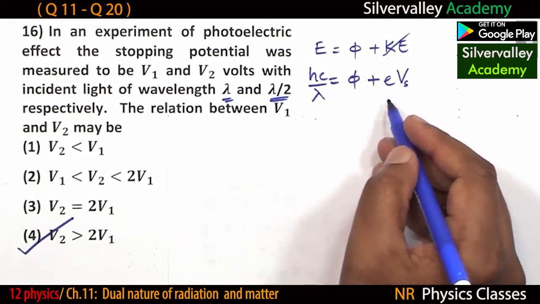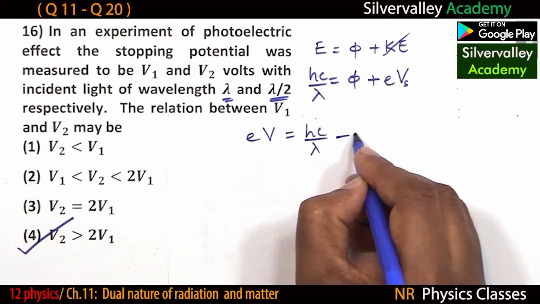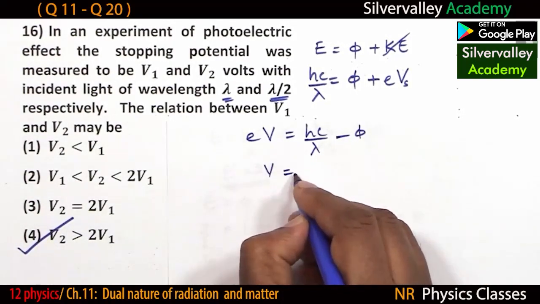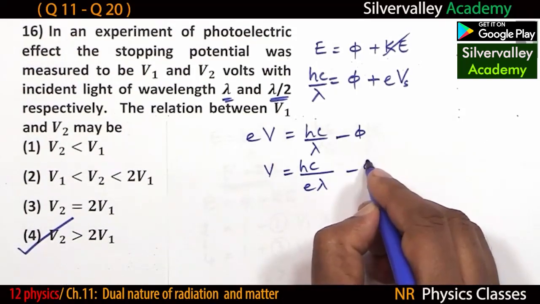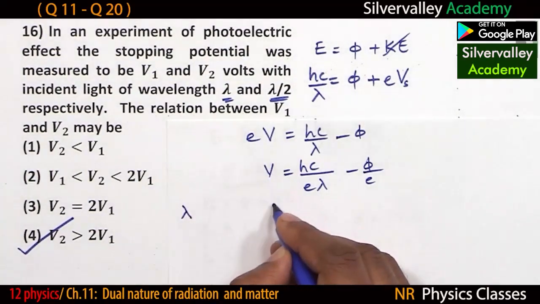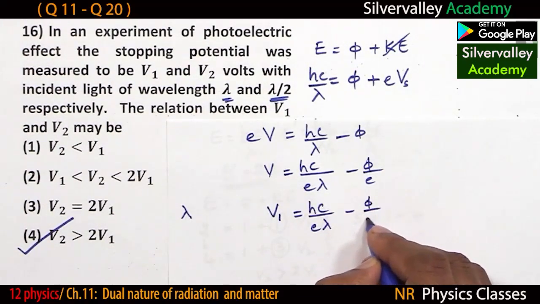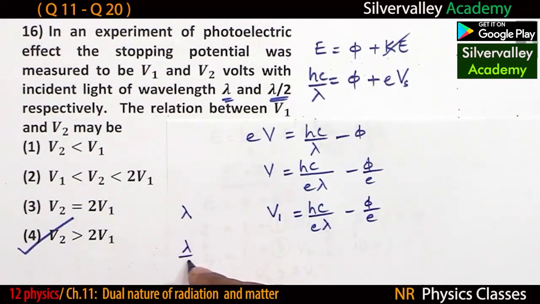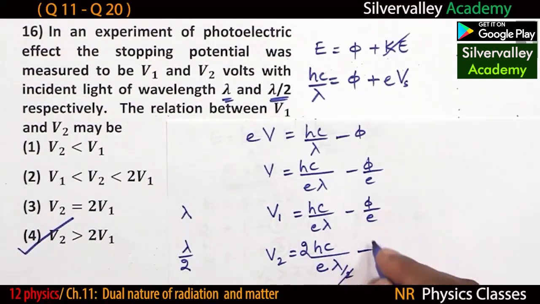Now let me rearrange. EV equal to Hc by lambda minus 5, or V equal to Hc by, let me divide throughout by E, I get this minus 5 by E. Now with wavelength lambda, stopping potential is V1 equal to Hc by E lambda minus 5 by E. With wavelength lambda by 2, V2 equal to Hc by E lambda by 2. This by 2 becomes 2, minus 5 by E.